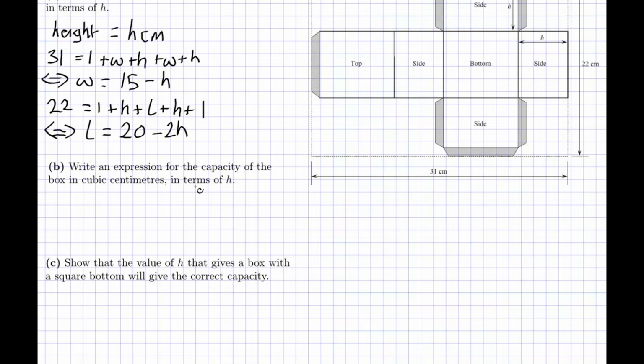Now we have to write an expression for the capacity of the box in cubic centimeters in terms of h. Another word for capacity is volume, and we know the volume of a box is given by the product of the three dimensions, so V is equal to h times L times w. We know h is just h, L is 20 minus 2h, and w is 15 minus h. I'm just going to leave it like that for the moment. There's no need to start multiplying all this out quite yet.